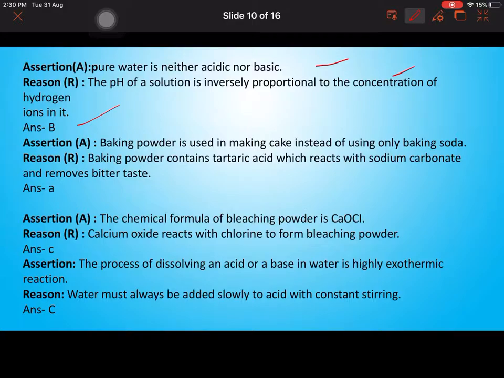Baking powder is used in making cake instead of using only baking soda. Baking powder contains tartaric acid, which reacts with sodium carbonate and removes the bitter taste. So both are correct, and the A option.